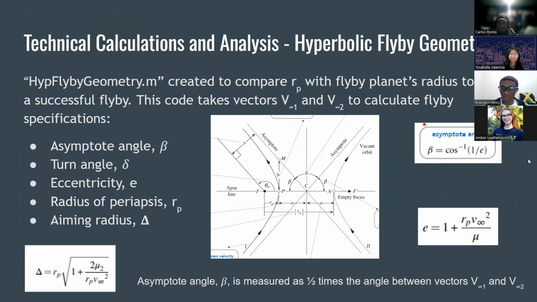With our V infinities, we were able to calculate the asymptote angle. And using our asymptote angle, we were able to then find eccentricity. And using eccentricity, we were able to find our periapsis radius. And our periapsis radius could be used to find the aiming radius. Here you can see that mu is in these equations. Mu2 is our gravitational parameter for Jupiter.